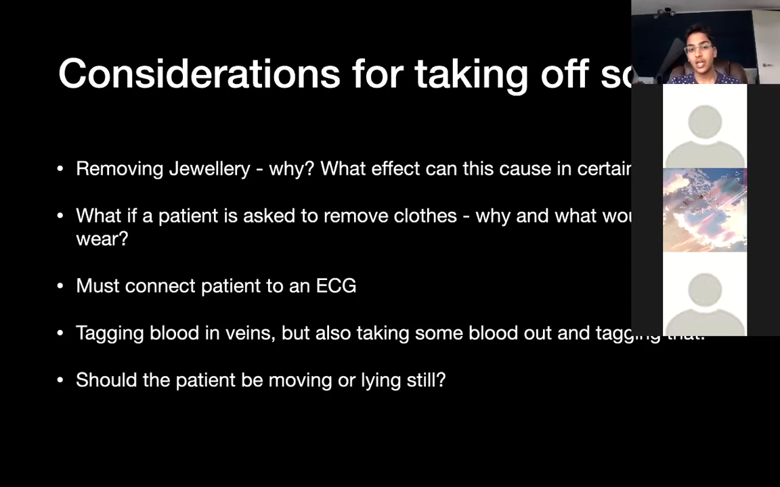But good ideas. Someone's already two steps ahead, but someone said, should the patient be moving or lying still?